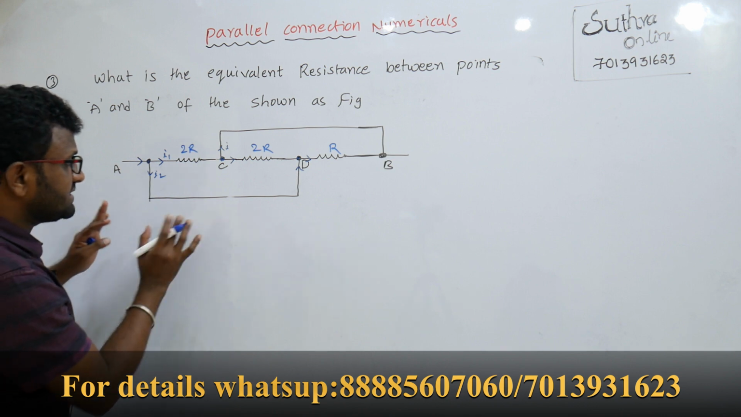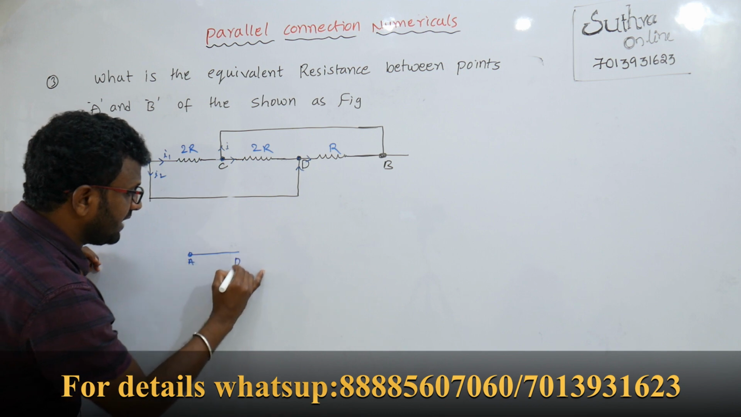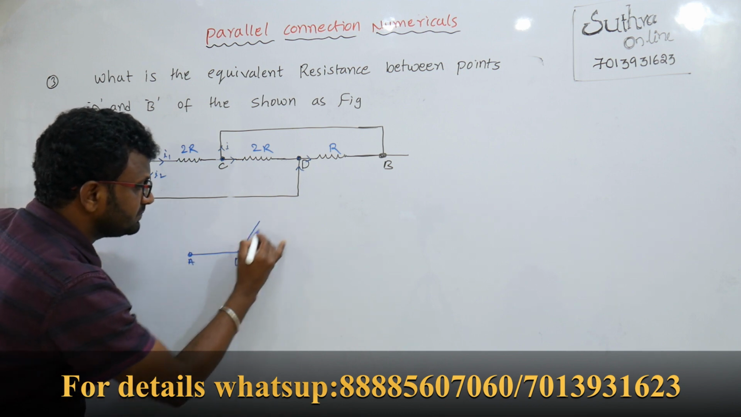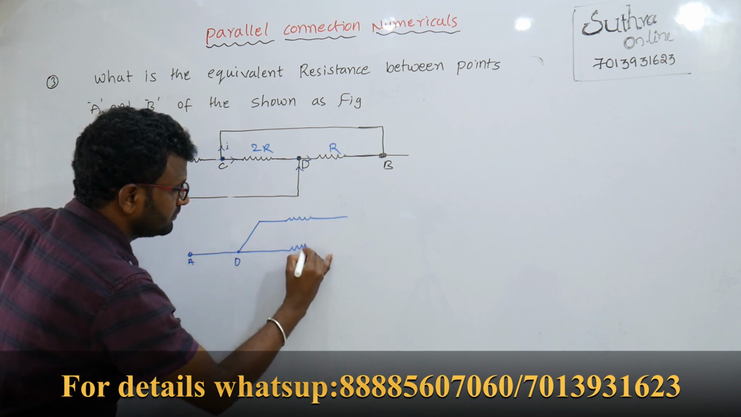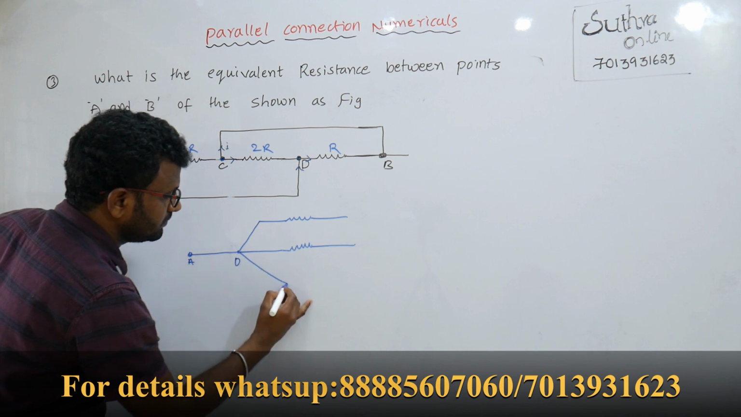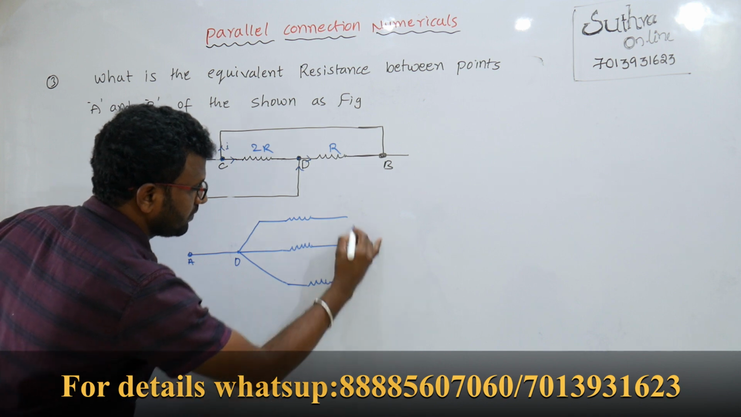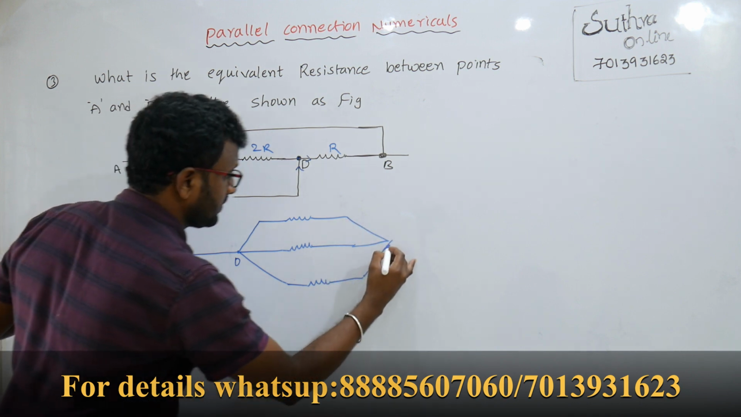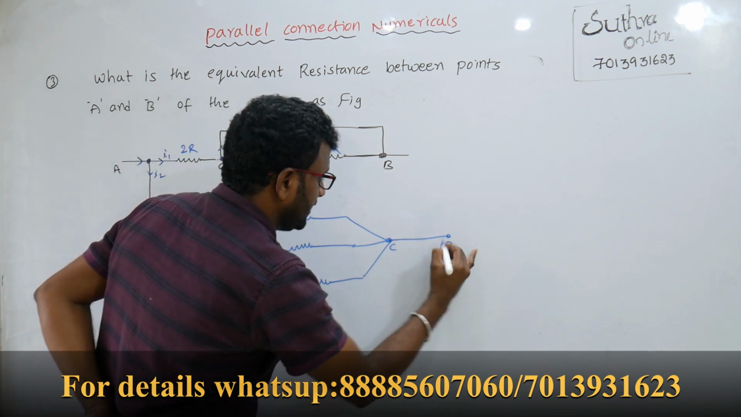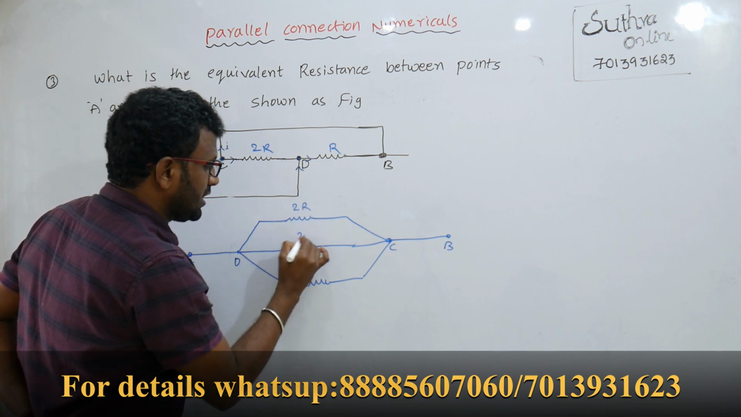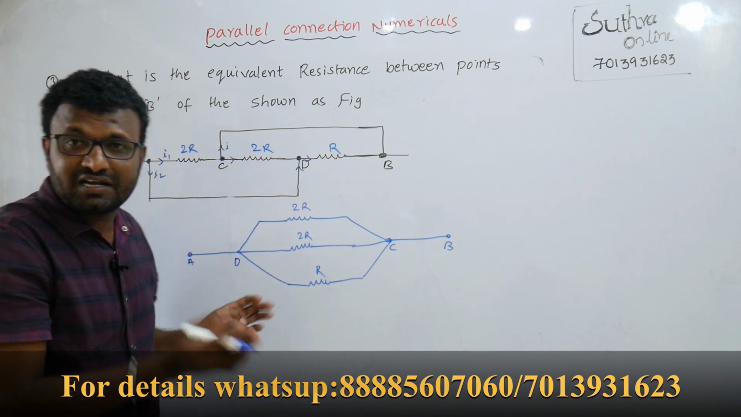So I am going to make this diagram in an easier way. If you observe here, A and D having equipotential means the circuit becomes like this. So C, B, right? Now 2R, 2R and R. Now the circuit diagram is easy because three resistances are connected in parallel connection.